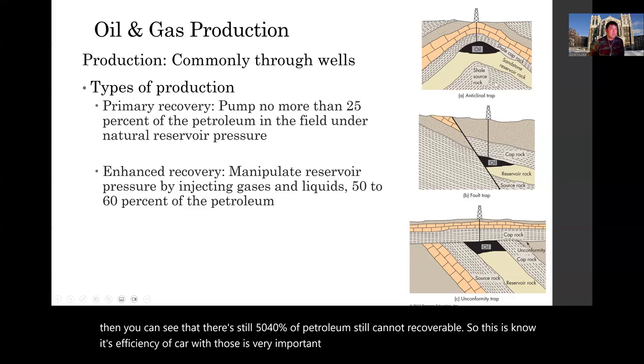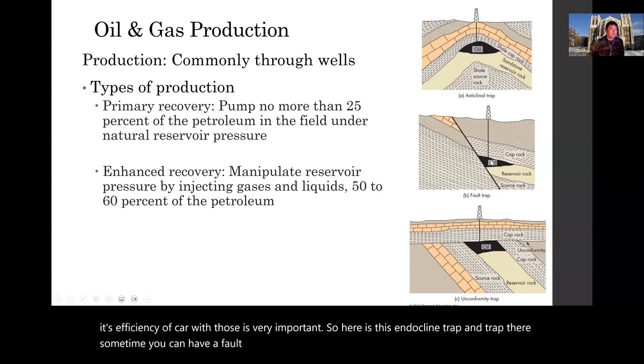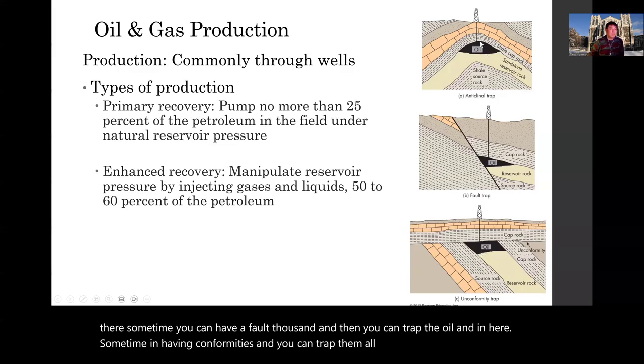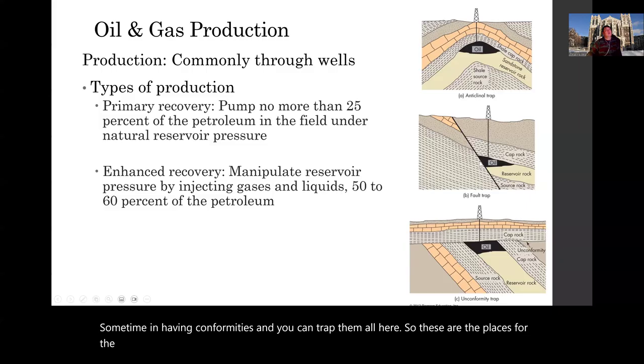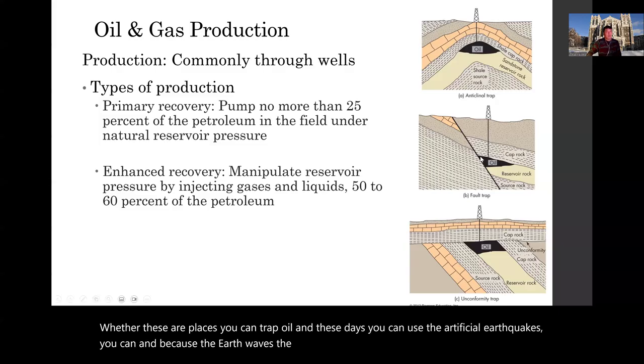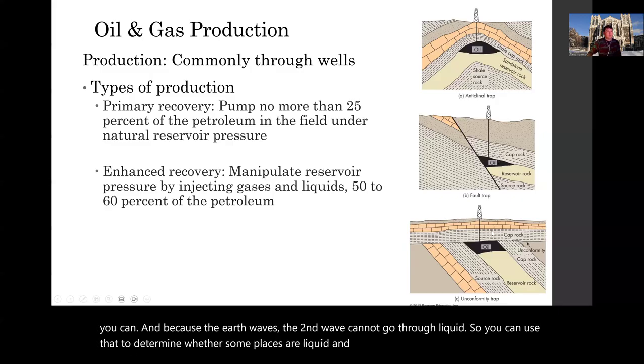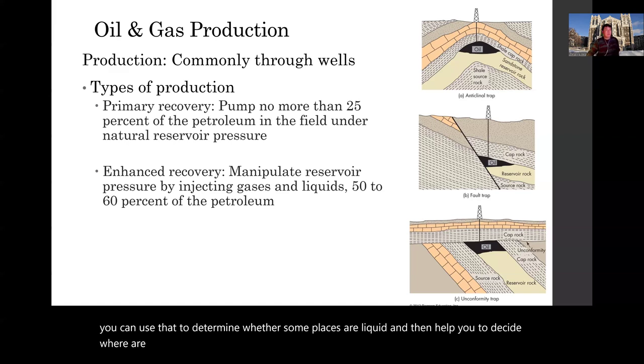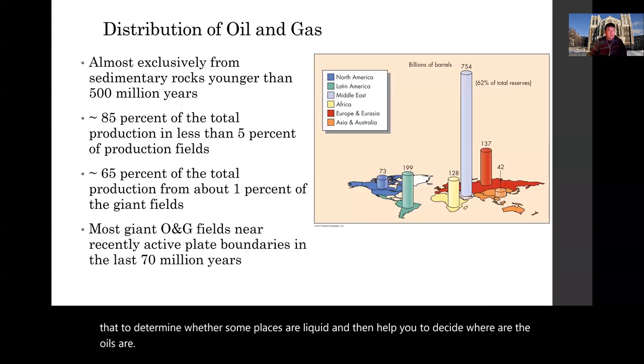So here is this anticline trap. Sometimes you can have fault zones, and you can trap the oil, and sometimes unconformities, and you can trap the oil here. So these are the places geologists are looking for, to see whether you can trap oil. These days you can use artificial earthquakes: because the S waves, the secondary waves, cannot go through liquid, you can use that to determine whether some places are liquid and help you decide where the oil is.